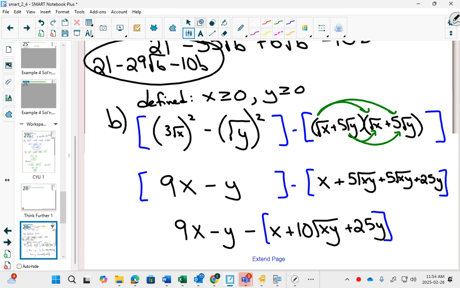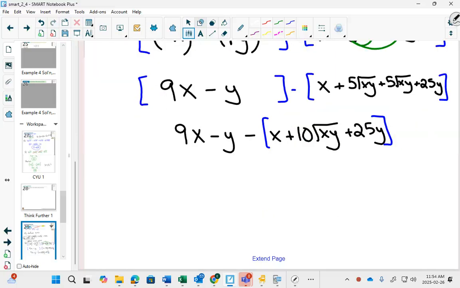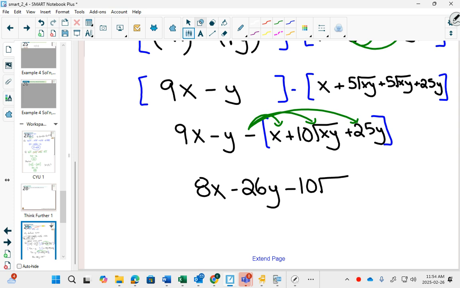So the most common mistake that happens here is people forget these brackets, and in the next step, they do 9x minus x. Perfect. You get 8x. Nothing wrong yet. But then here they do minus y, and then they add 25y. But that negative out in front gets applied to, or distributed to, all of them. So that, you have minus y minus 25y is going to be minus 26y. And the minus times the 10 root xy will be minus 10 root xy.